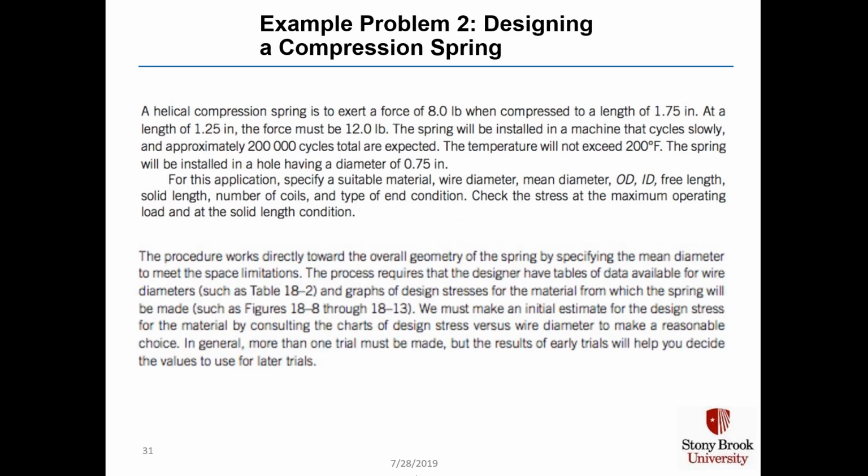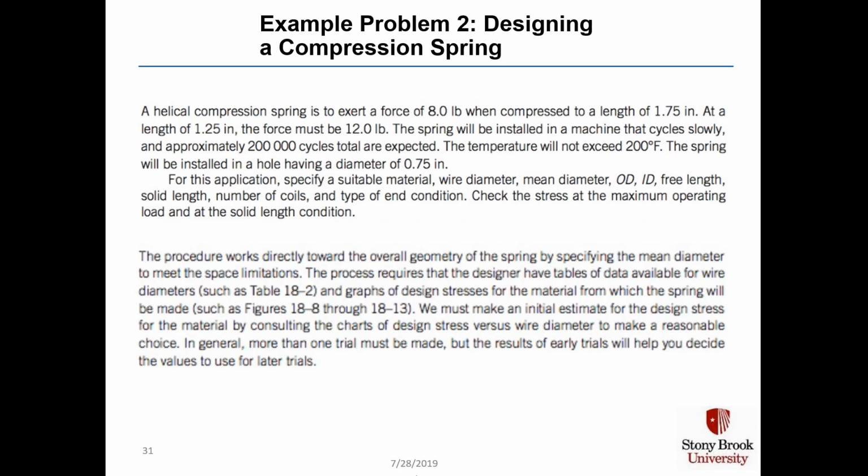Let's study example problem 2 to design a compression spring. A helical compression spring is to exert a force of 8 pounds when compressed to a length of 1.75 inches. At a length of 1.25 inches, the force must be 12 pounds. The spring will be installed in a machine that cycles slowly, and approximately 200,000 cycles total are expected. The temperature will not exceed 200 degrees F.